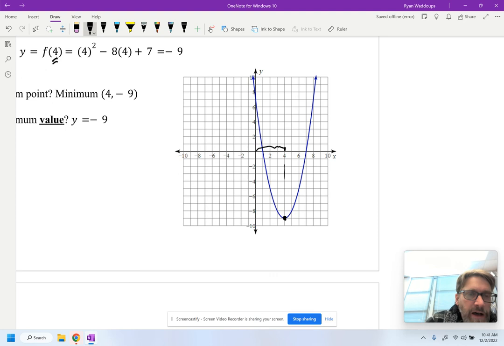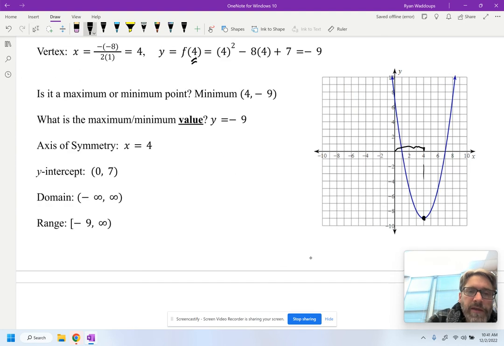We know that it opens up. Since it opens up, it is a minimum. (4, negative 9) is a minimum. And so what is the maximum or minimum value in this case? It is a minimum. And the minimum value is y equals negative 9.